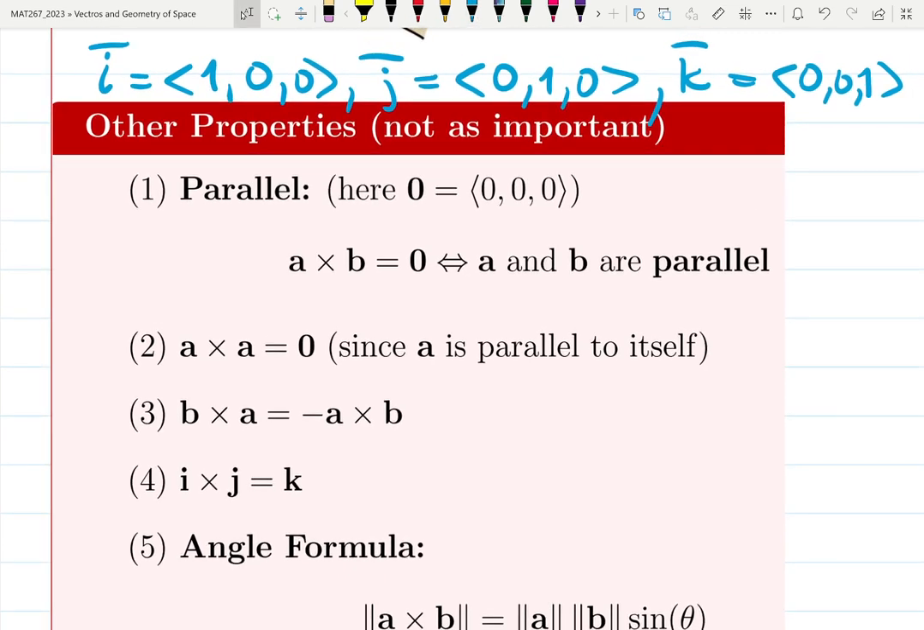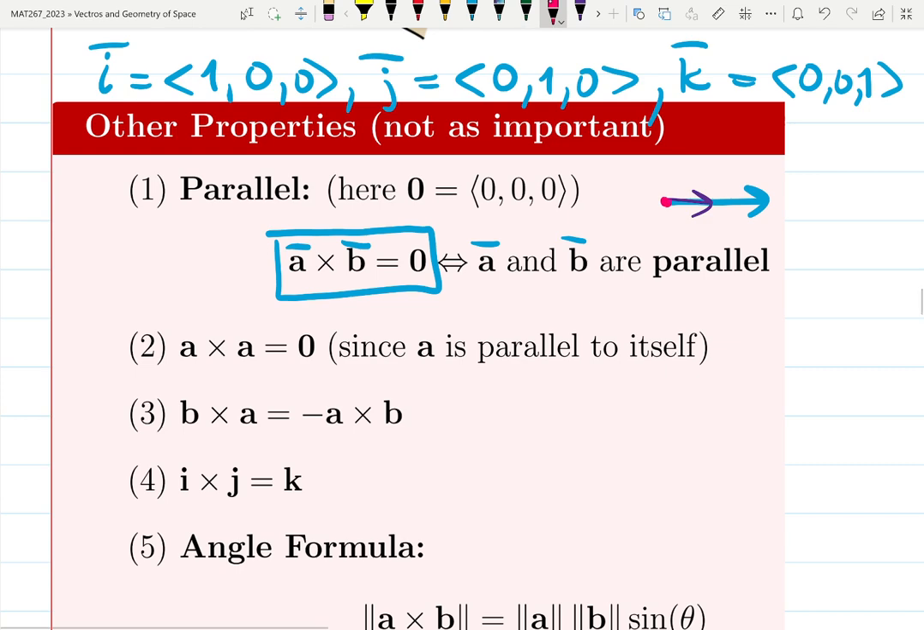So if you see that the cross product of two vectors is 0, that indicates that A and B are parallel. Vice versa. If A and B are parallel, the cross product will be the 0 vector. If they are parallel, like so, the cross product will be a vector which is just a point. So it's a 0 vector, 0, 0, 0. 0 is a vector. Remember, it's not a number, because the answer should be a vector.